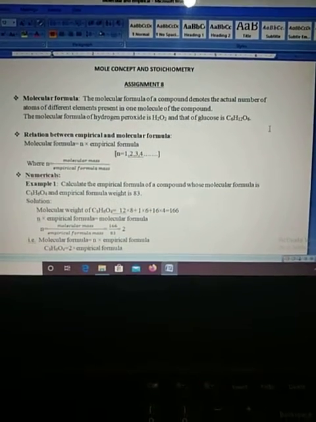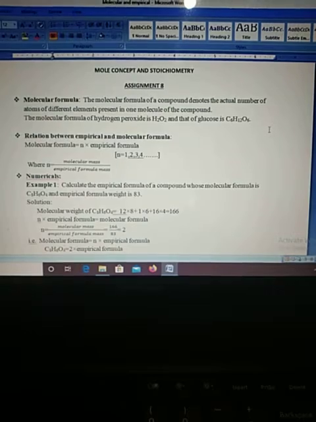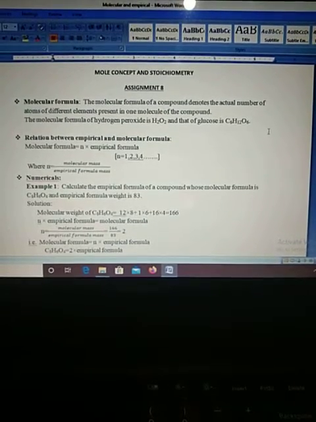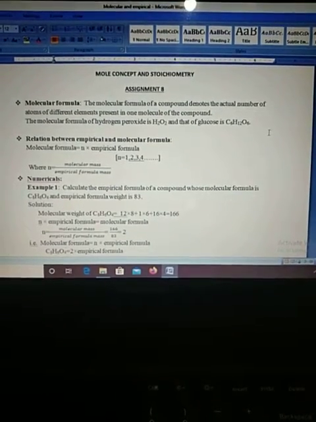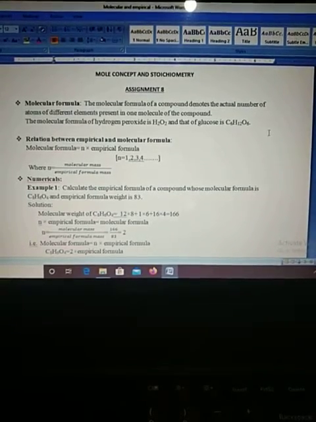Dear students, in our last class we discussed the empirical formula and learned how we can calculate the empirical formula from the given percentage. Today we'll learn about molecular formula.